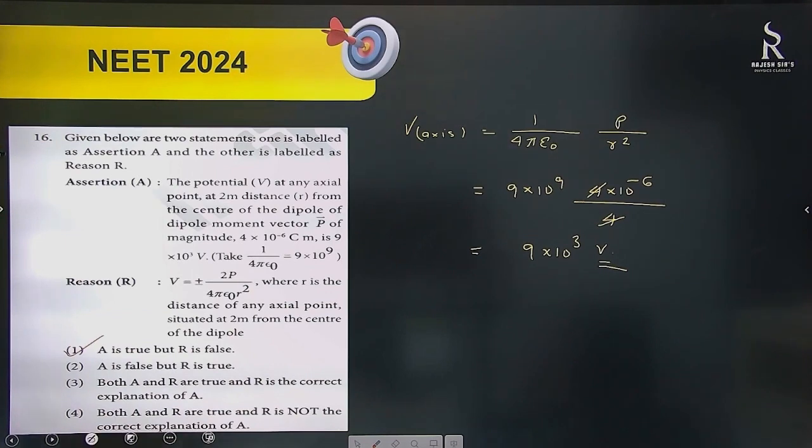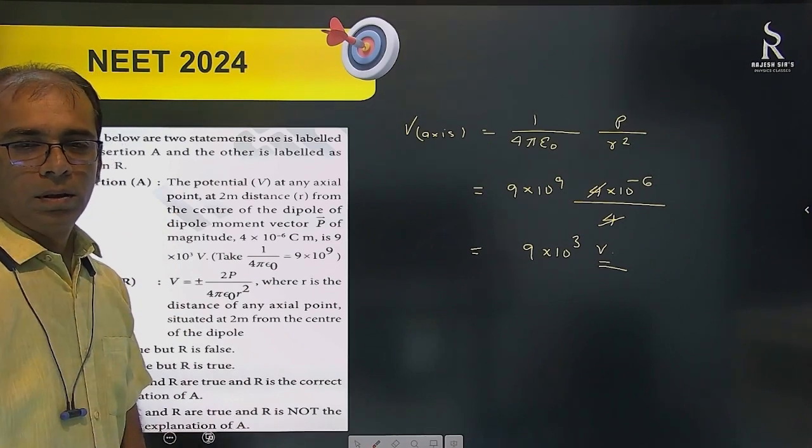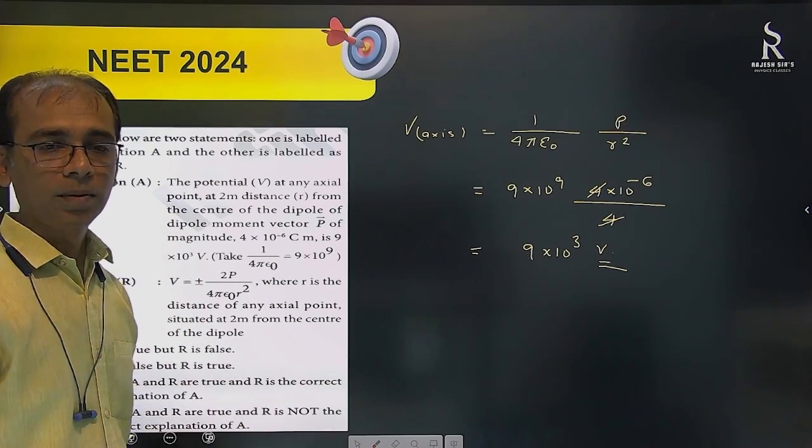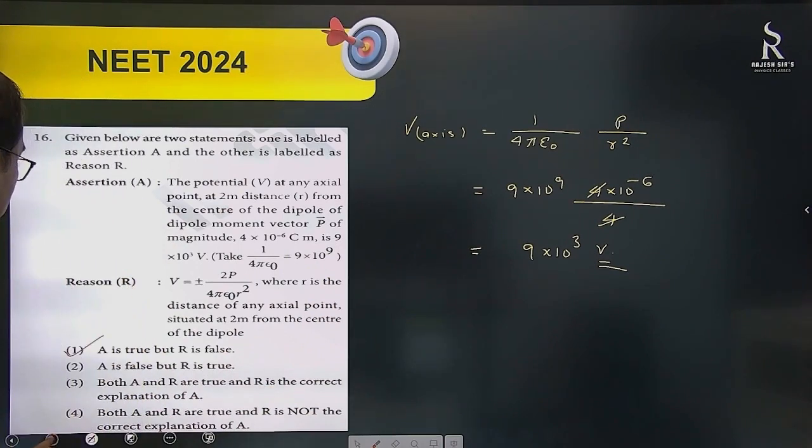Okay. Right. Then what will we say about this question? You should remember directly based on the formula. Easy if you remember it.